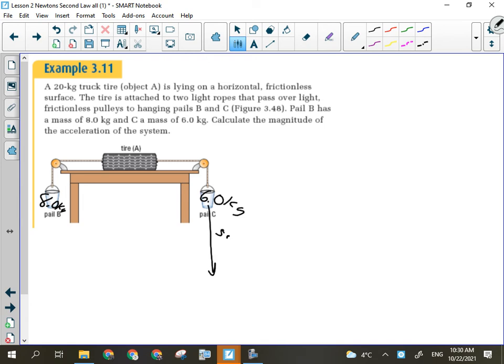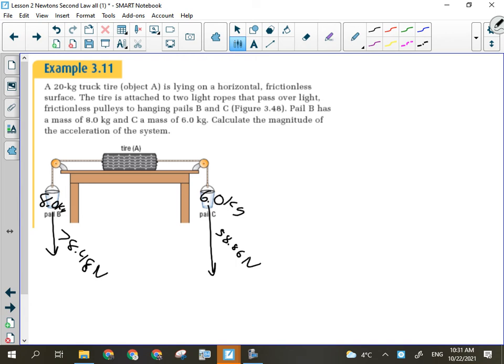That'll be 58.86 newtons. And then here, 78.48. Is that right? Yeah. We calculate those by just going mass times 9.81. Those are the forces in this system. There's no friction. That's it.